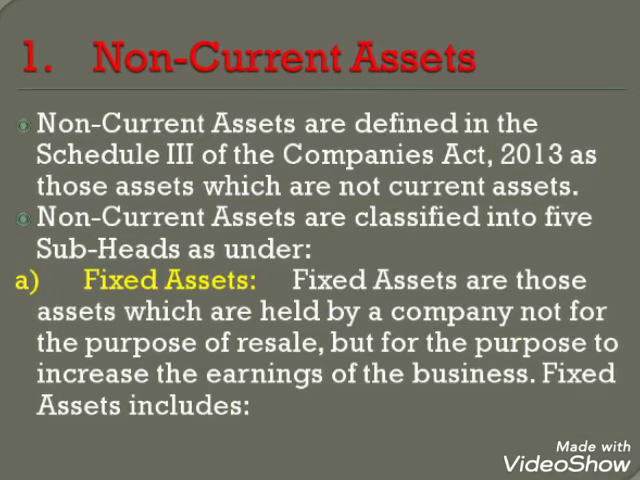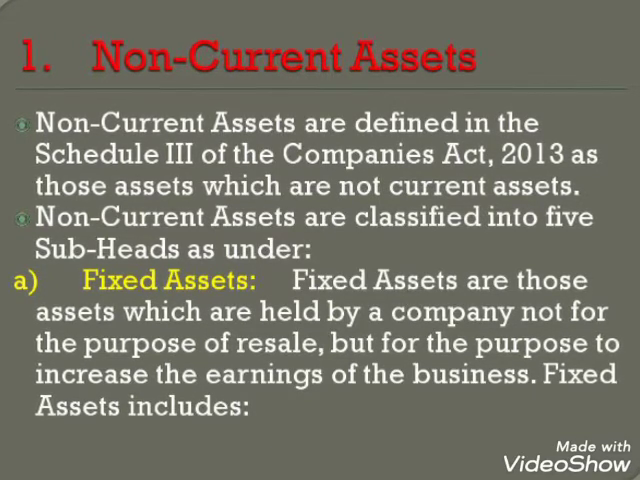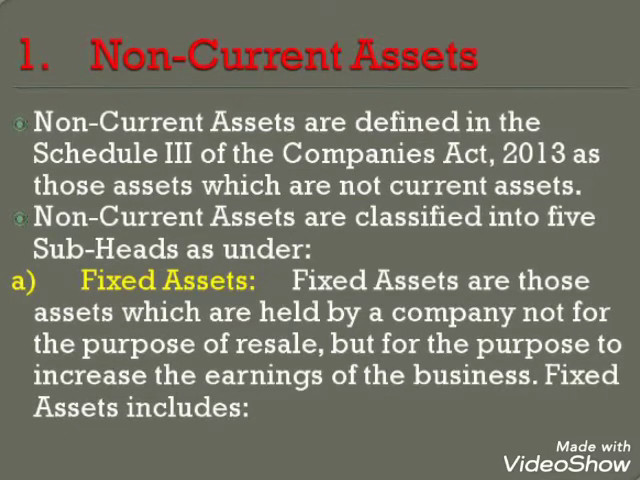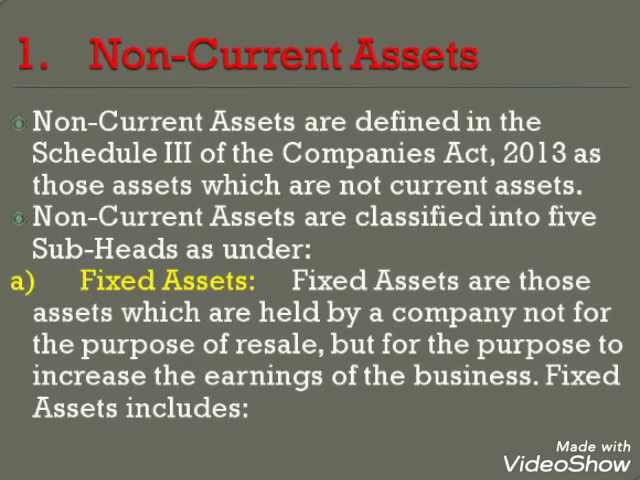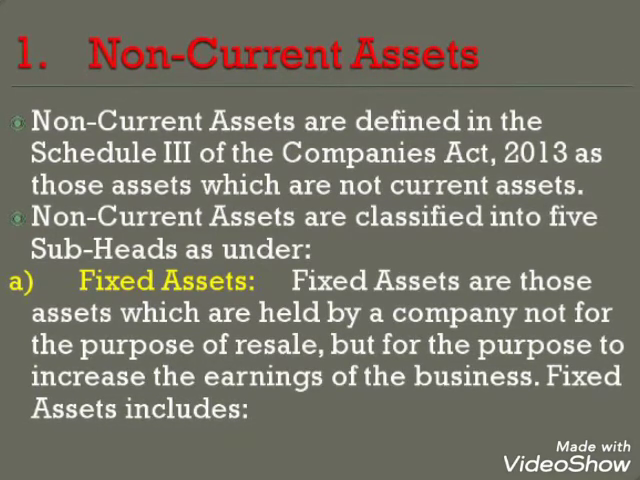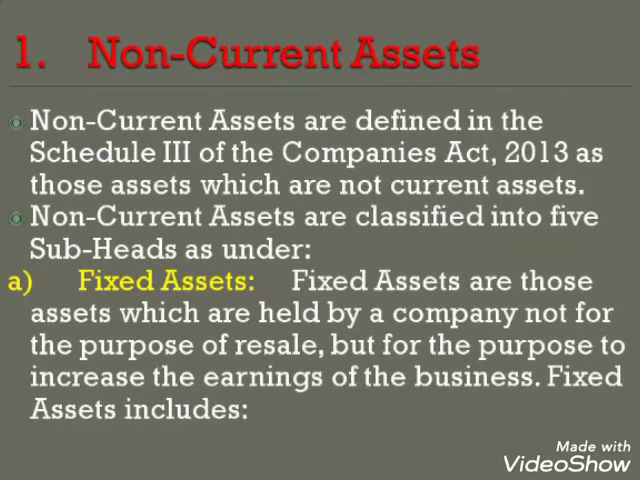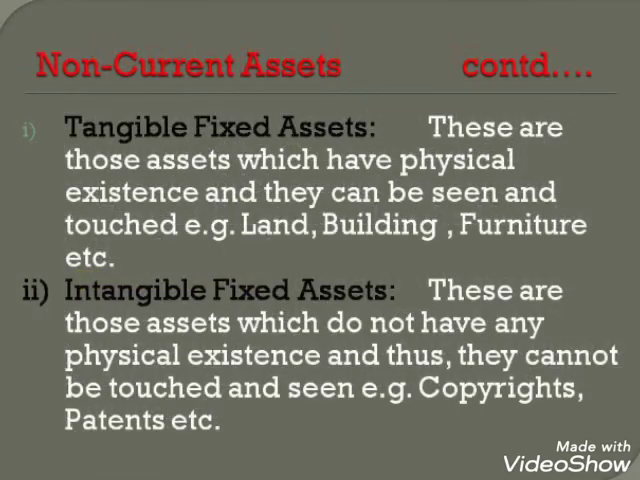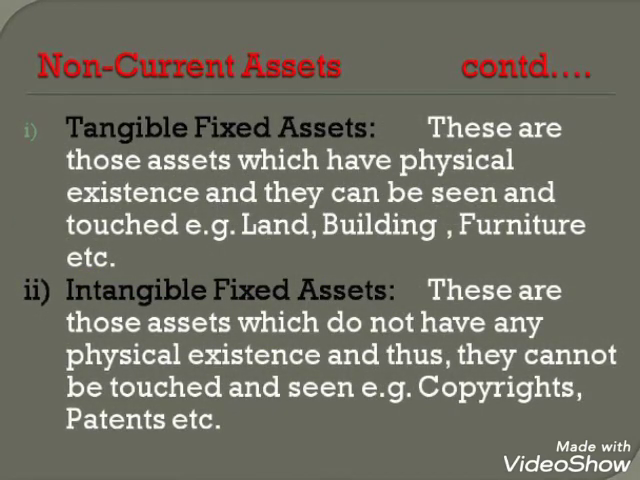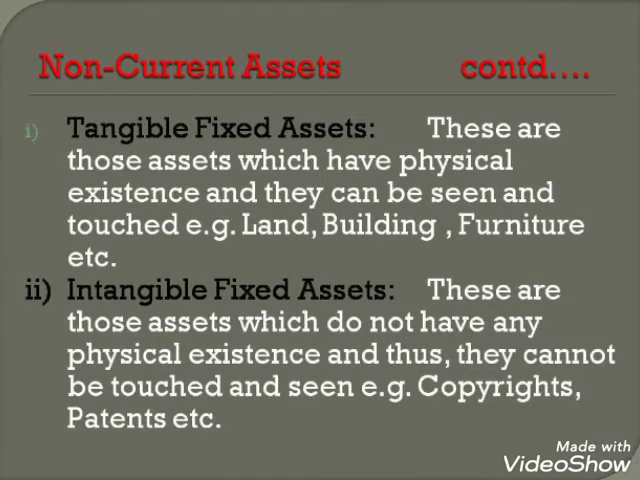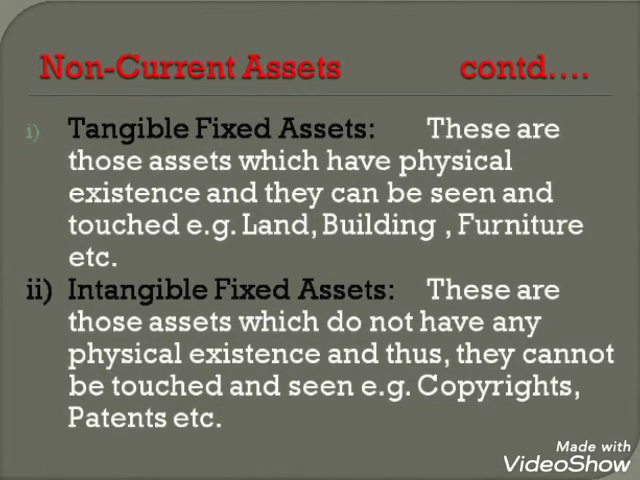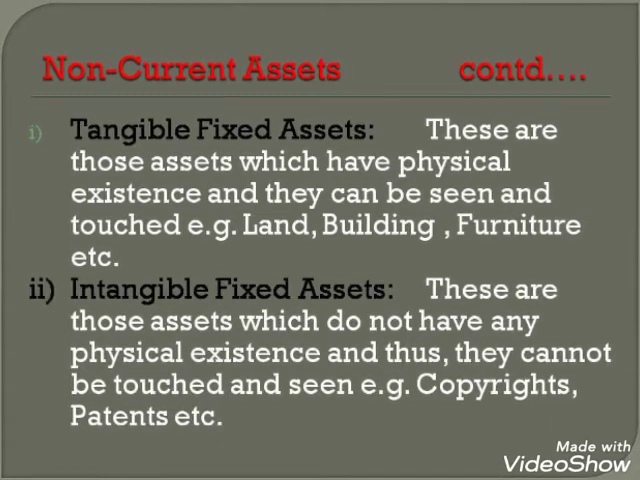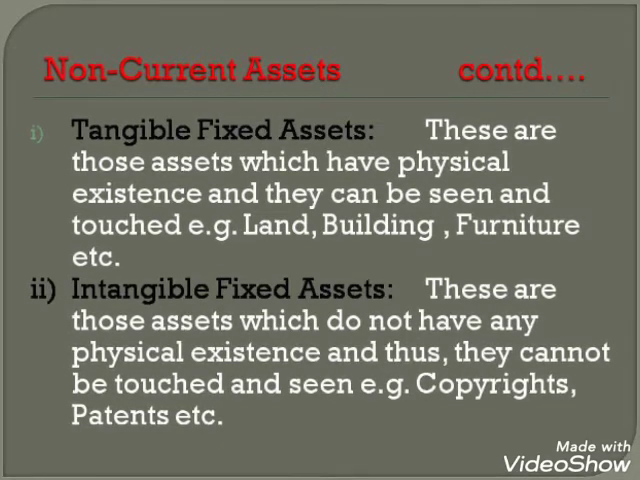Various subheads under the non-current assets are: first is fixed assets. Fixed assets are those assets which are held by a company not for the purpose of resale but for the purpose to increase the earning capacity of the business. Fixed assets include tangible fixed assets. These are those assets which have physical existence and they can be seen and touched, for example, land, building, furniture, etc.